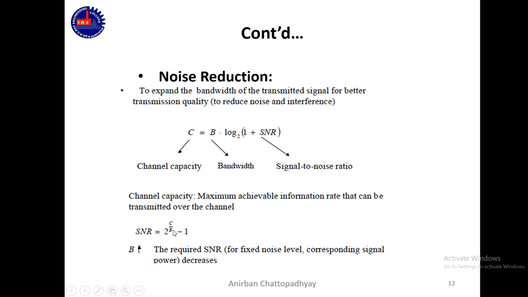That means if B, the bandwidth, increases, then what happens? For a fixed noise level, the corresponding signal power increases. That means our signal quality is improved. So for more bandwidth, obviously we require modulation.